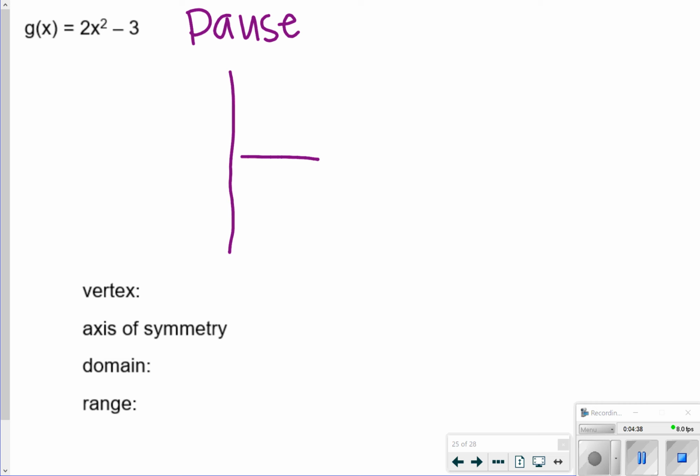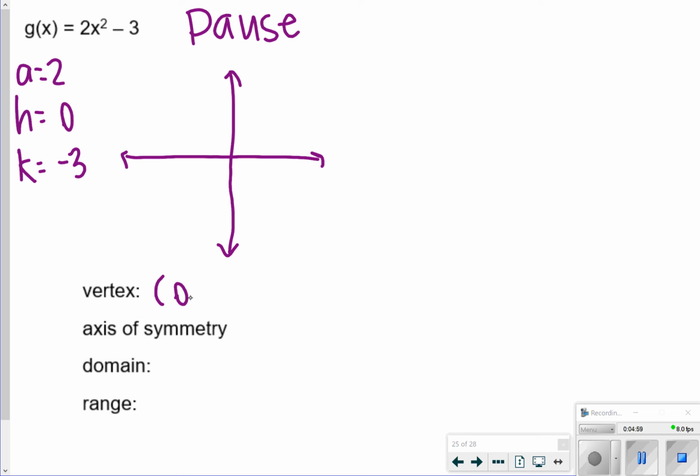Alright, so by now you kind of realize what a, h, and k were, hopefully. A, this time, is going to be equal to 2. H, there's no h in the parentheses, so that's equal to 0. And then k is equal to that negative 3 at the end. So my vertex is (h, k), or (0, -3). So that means my axis of symmetry is x = 0.